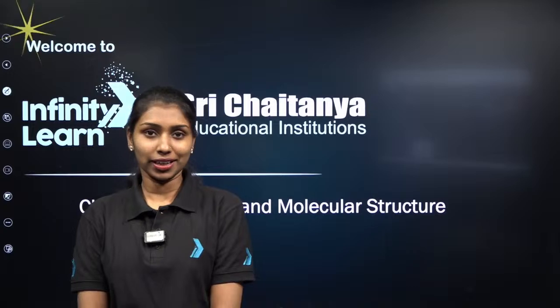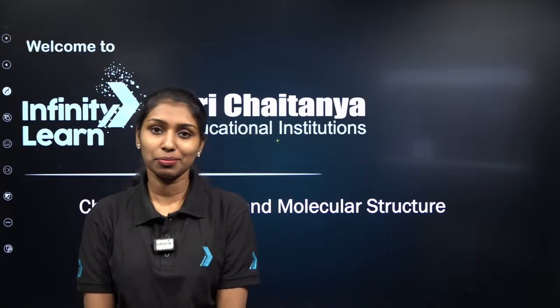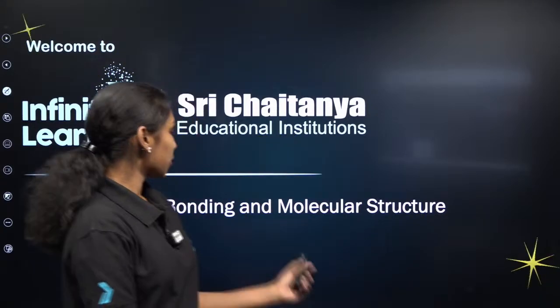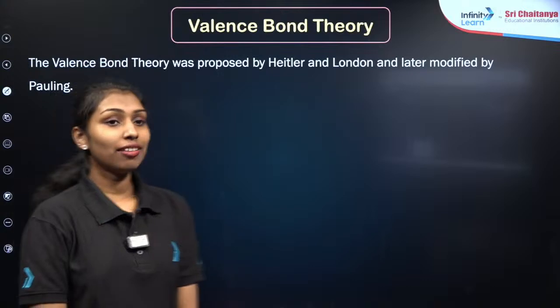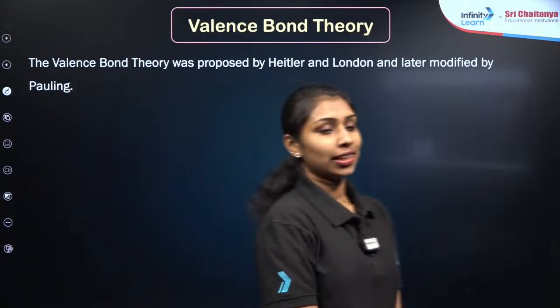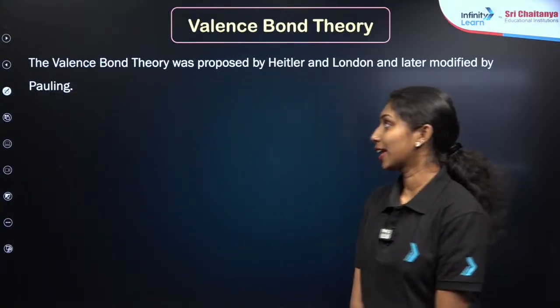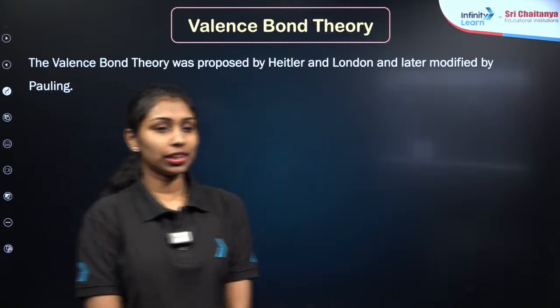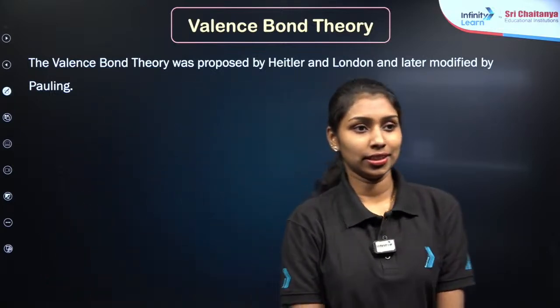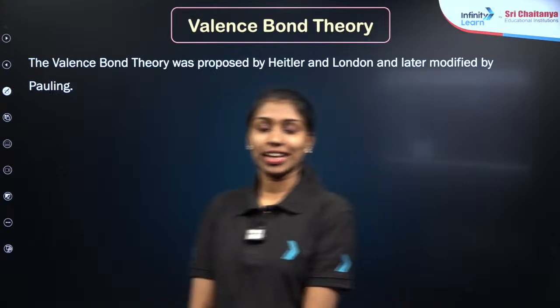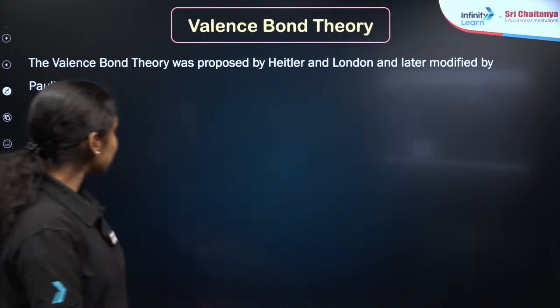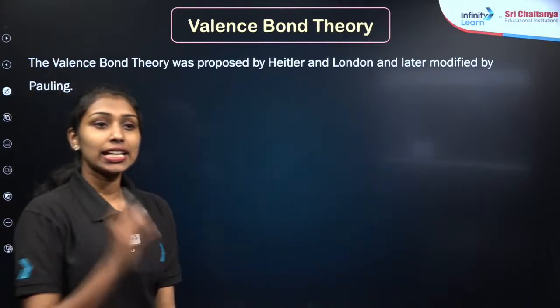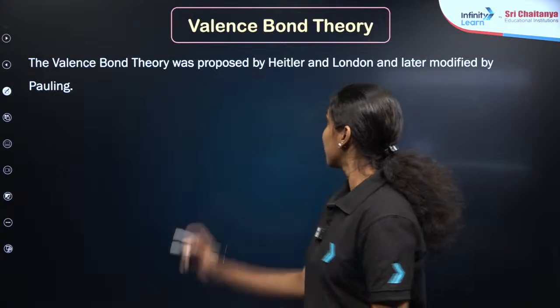Today in this particular session, we are going to discuss the next topic from the same chapter, chemical bonding and molecular structure. Let us quickly get started with the valence bond theory. So far we discussed the VSEPR theory, the Kossel-Lewis approach, everything. In this session we are going to discuss the valence bond theory in detail. It is shortly known as VBT.